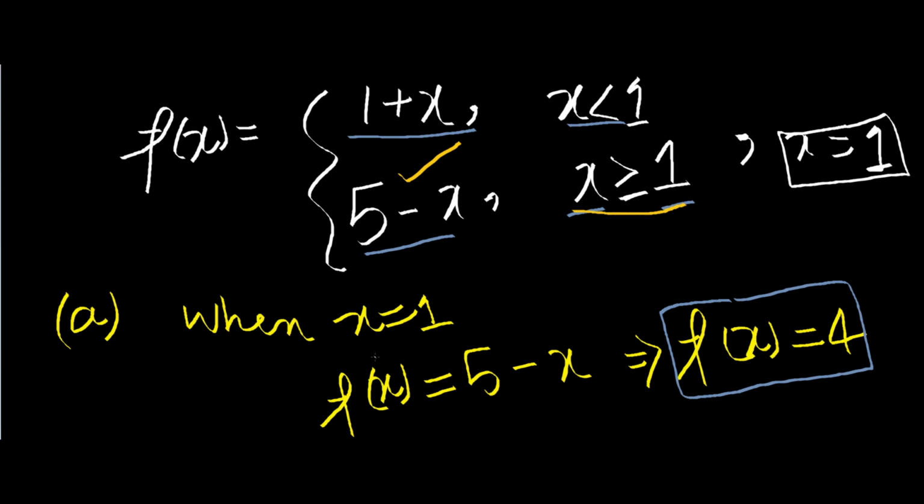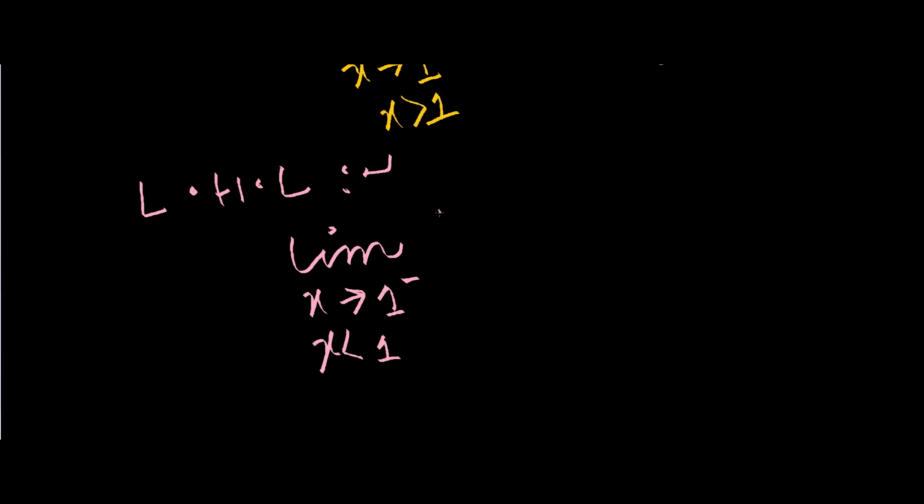So come to the function. In these two equations, in which one is x less than 1? In this one, this is the case when x is less than 1. So I would say 1 plus x. Now if I apply the limit, the final answer is 1 plus 1 is 2.